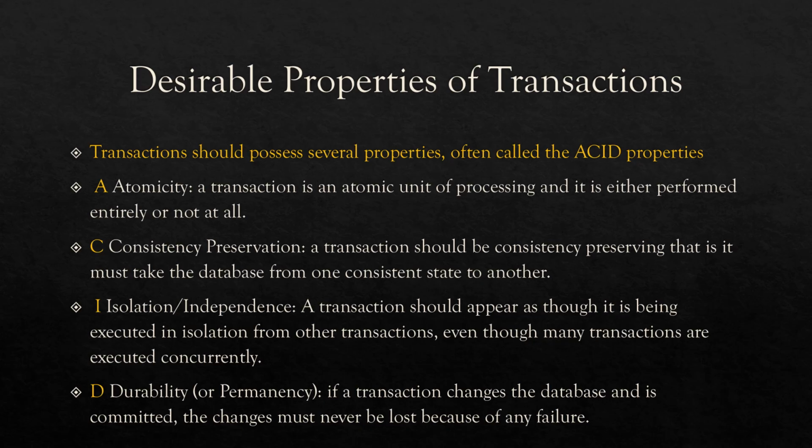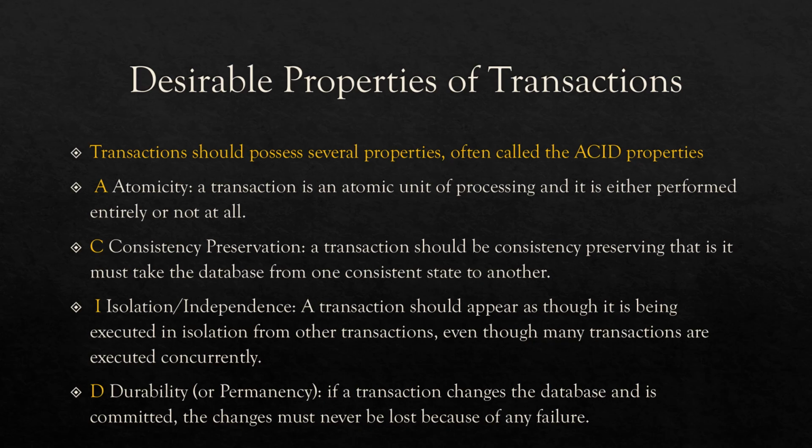A transaction should be consistency preserving, meaning it must take the database from one consistent state to another consistent state. It will be like that, so it will be consistent. Next one is isolation or independence. A transaction should appear as though it is being executed in isolation from other transactions, even though many transactions are executed concurrently. While other transactions are running, this should execute independently, so it does not interfere with other transactions.